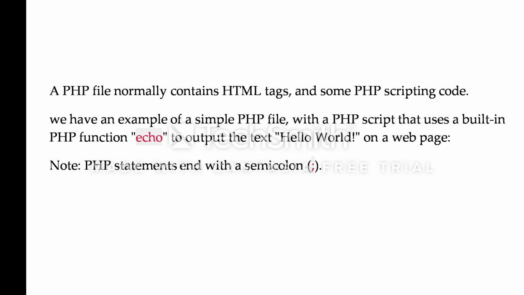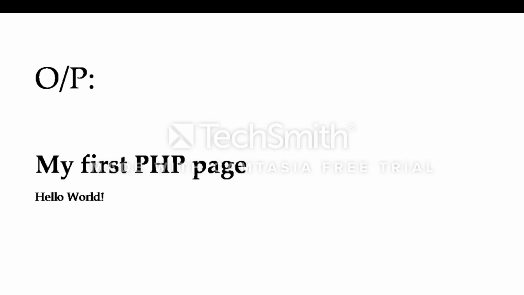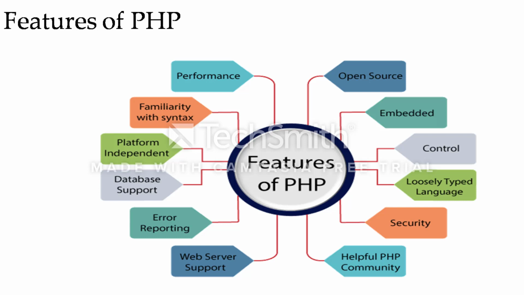Now let's see an example of PHP. Here in this example you can see the echo function that is used for printing a statement, and the h1 tag is used. So in output, my first PHP page is written in the h1 tag and hello world will be printed. Now these are the features of PHP: performance, open source software, platform independent, compatibility, case sensitive, error reporting, interpreted, etc.